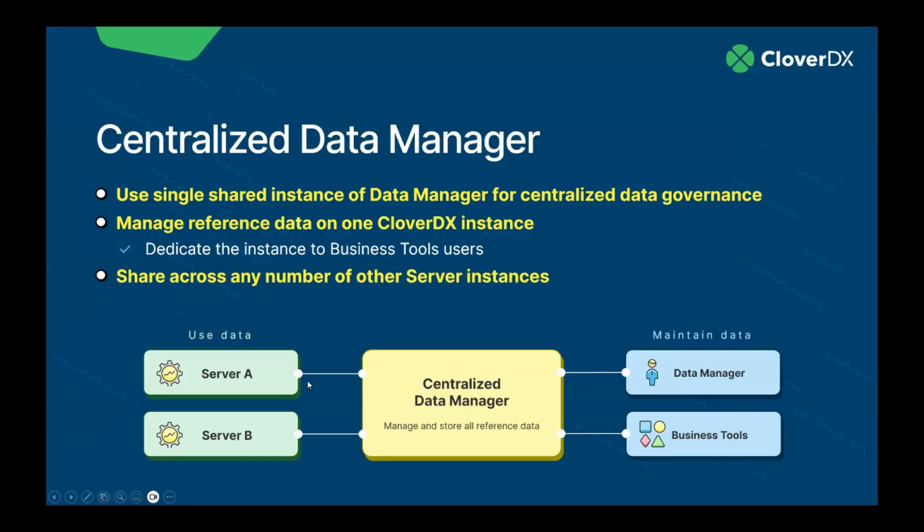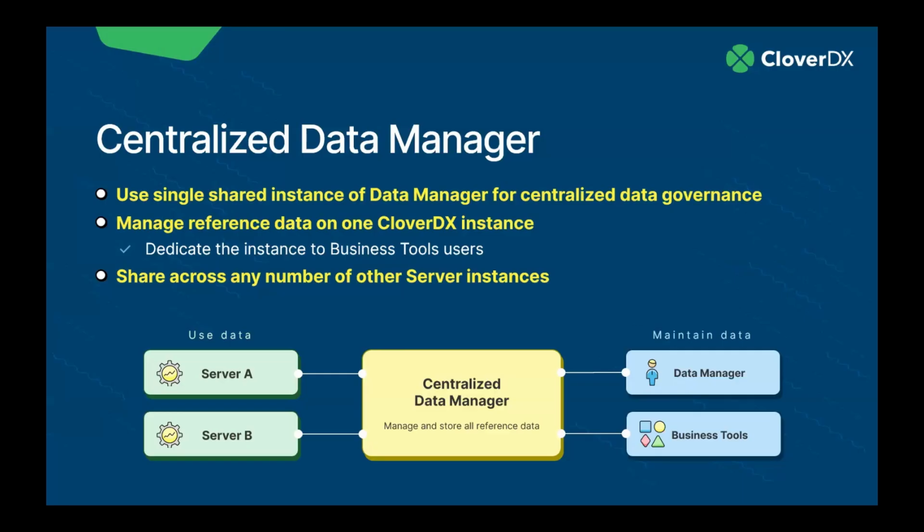This is completely transparent to jobs and users on server A or server B, right? So these users do not know that they are using a centralized instance because it works in the same way. The translation layer between Clover instances takes care of all the API communication, the network synchronization, and all of that. So this really allows you to have one place where your users go to manage your data.